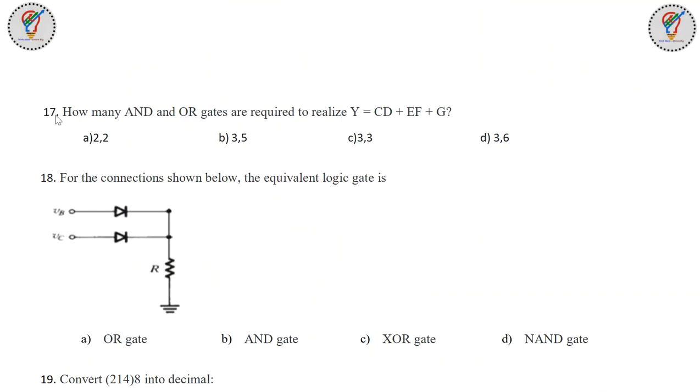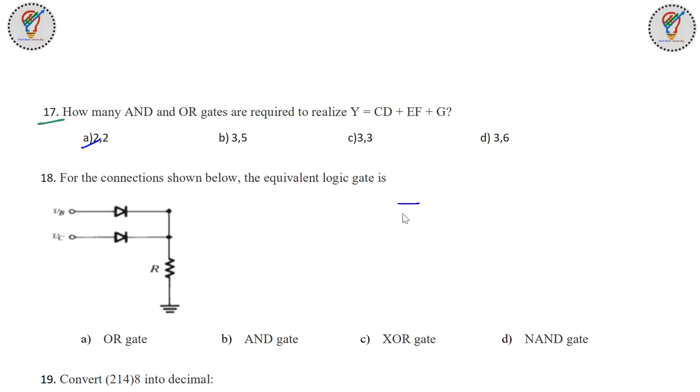Next question here. How many AND and OR gates are required to realize a function Y = CD + EF + G? Okay, so pause this video and tell your answer. If your answer is A, then it is the right answer. Now I'll explain how it is.